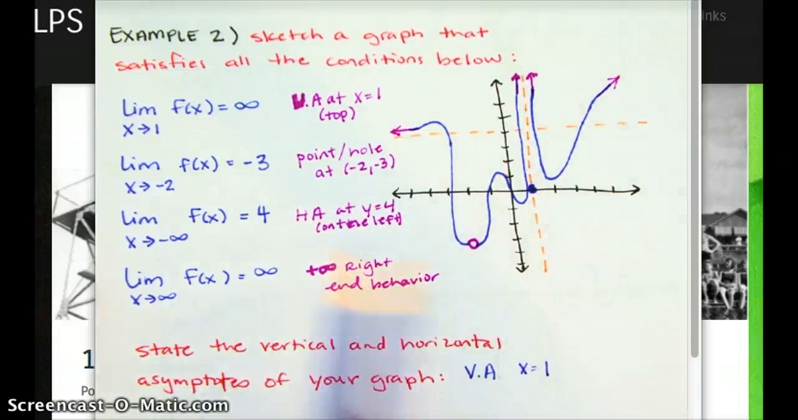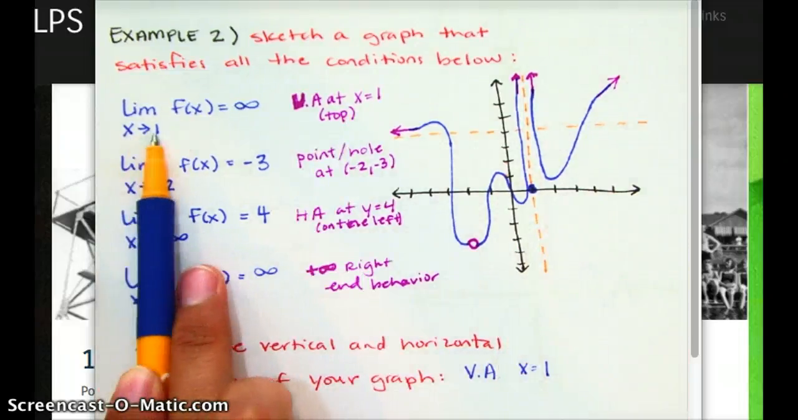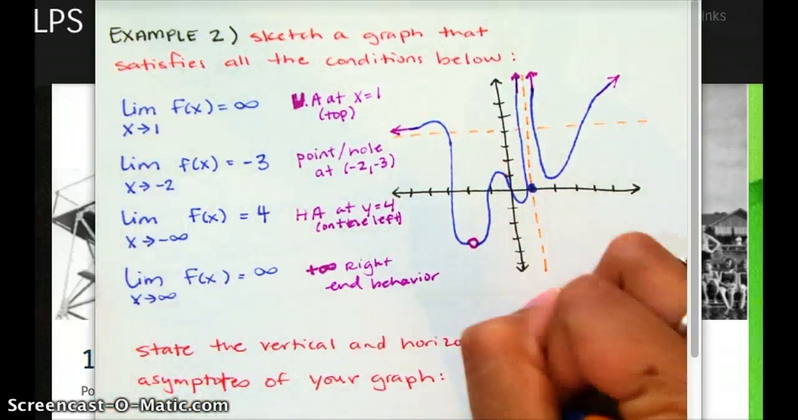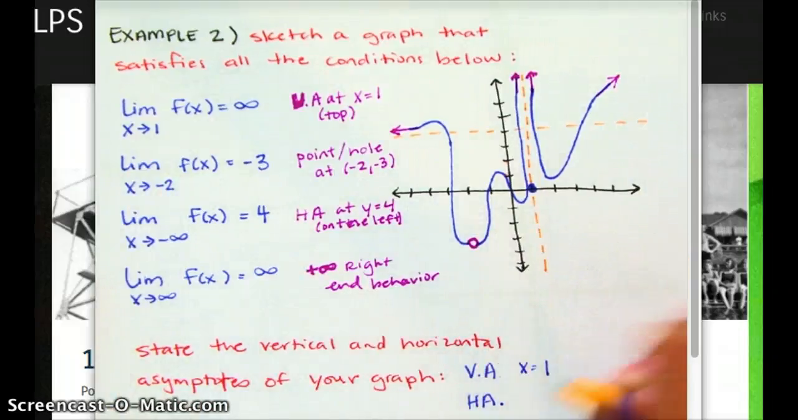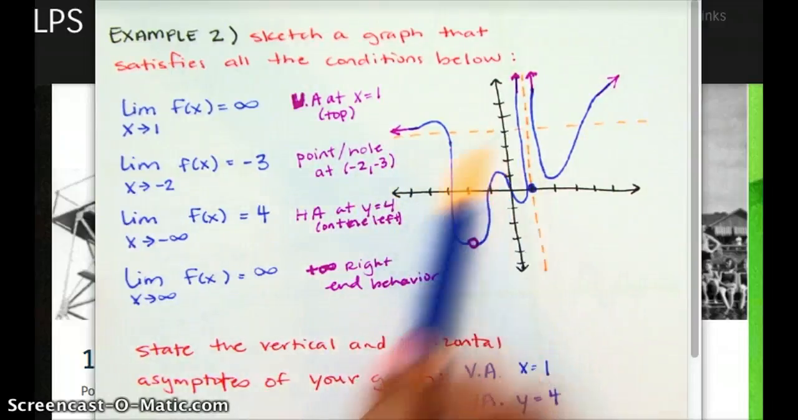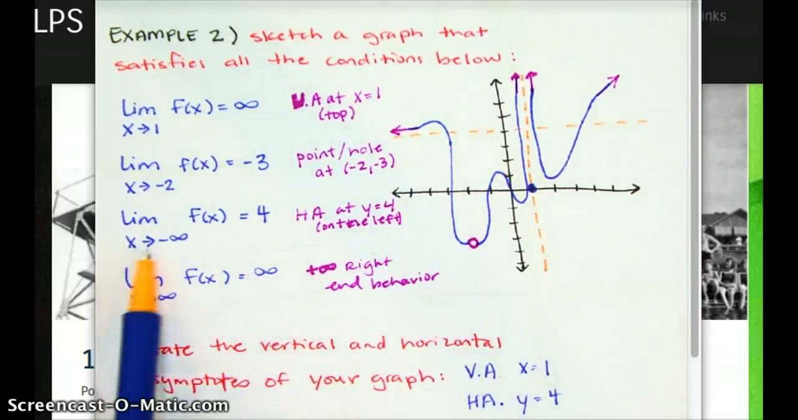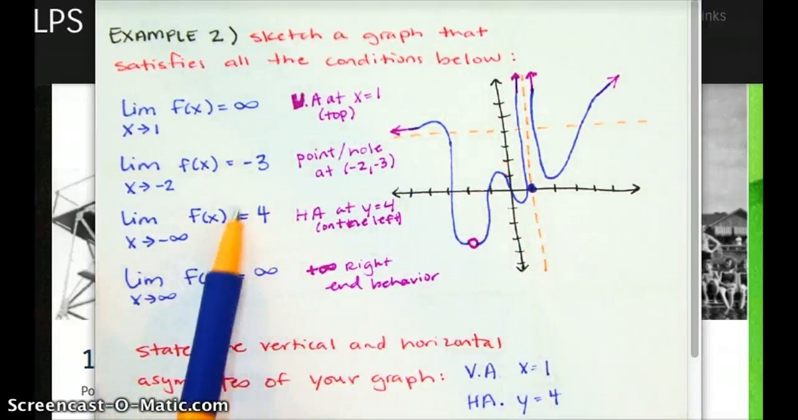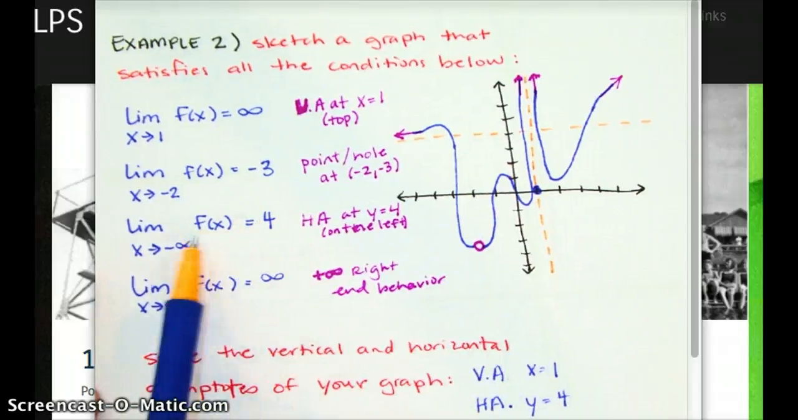In fact, we already wrote that here. It's these values right here. And the horizontal asymptote is the equation y equals 4. And that comes from the y value of this dotted line. It also comes from recognizing that when we say this, we mean that the y values are 4. Not the y values of the function, the y values of the asymptote.